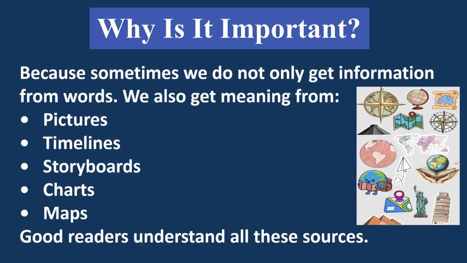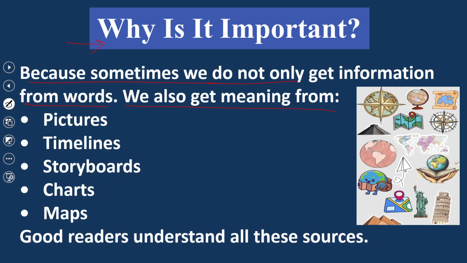Now, move to the next point of this topic. Why is this process important? Why is it important to get and integrate information from different sources? Because sometimes we do not only get information from words. Definitely, there are some texts in which words are very few, but pictures and other sources are given. From those clues, we have to first of all understand and then integrate this information.